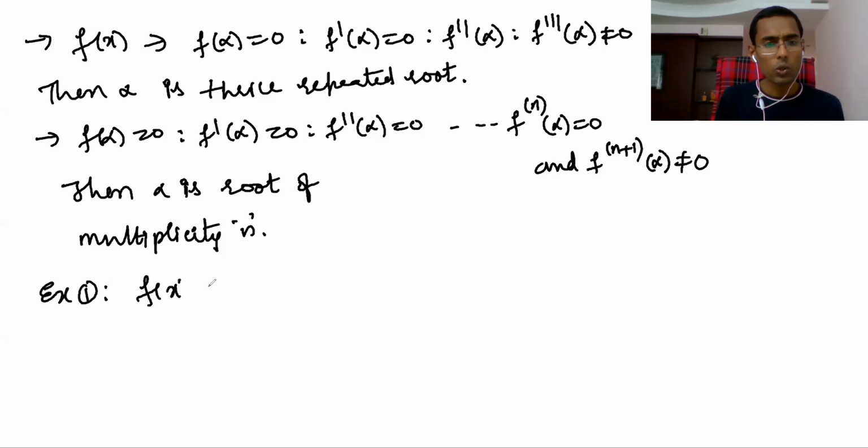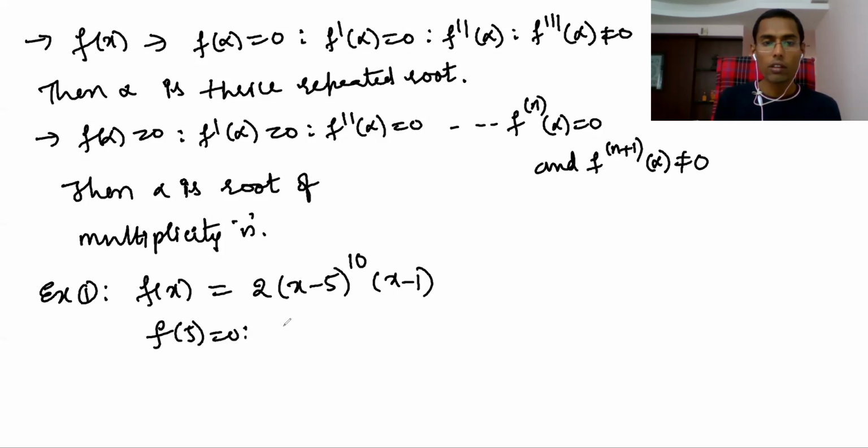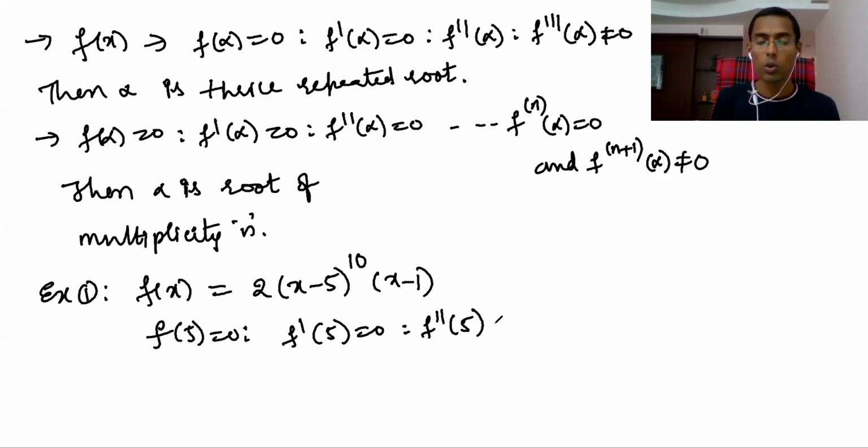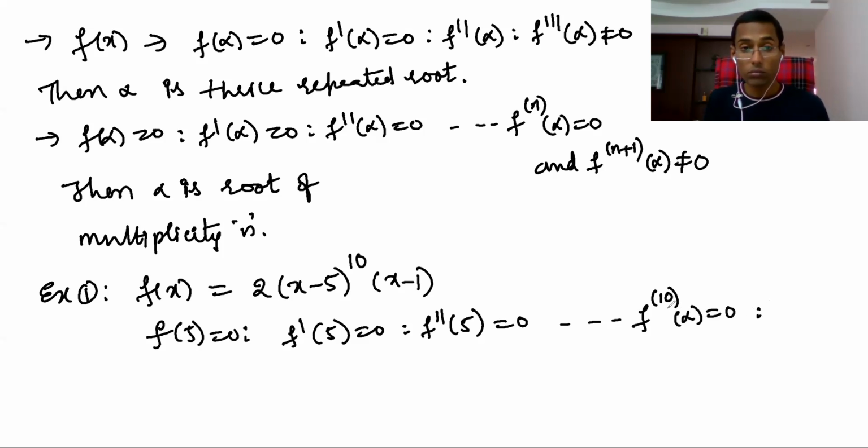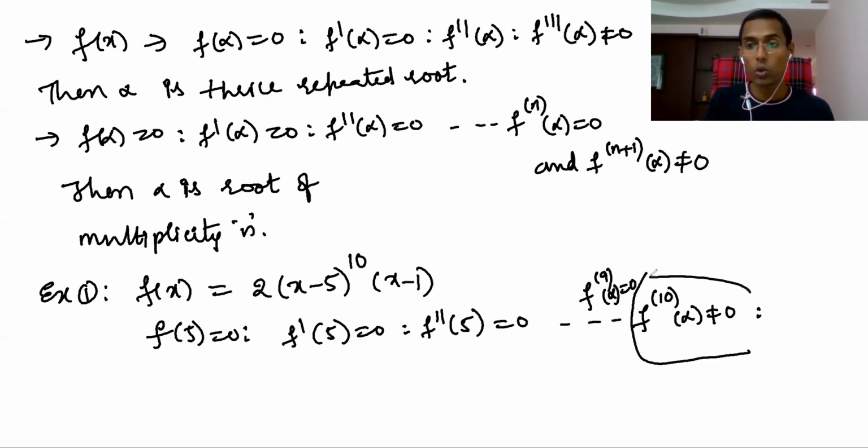So f of x equal to, let's say I wrote here 2 into x minus 5 whole to the power of 10 into some x minus 1 I wrote. So now f of 5 is 0, you get f dash of 5, you get 0 definitely, f double dash of 5 also you get 0, and so on up to the 9th derivative of alpha you get 0 only. But the 10th derivative will not be 0, not equal to 0. If you want, you can check, you can very clearly understand actually.